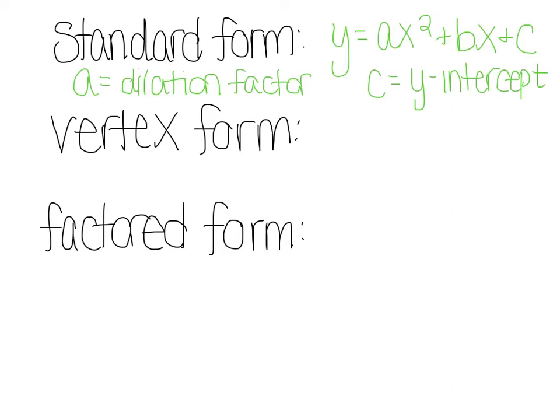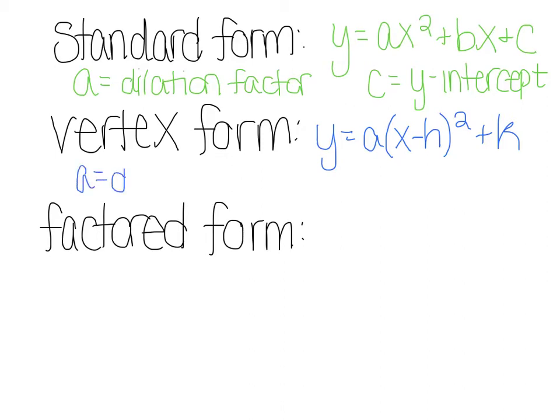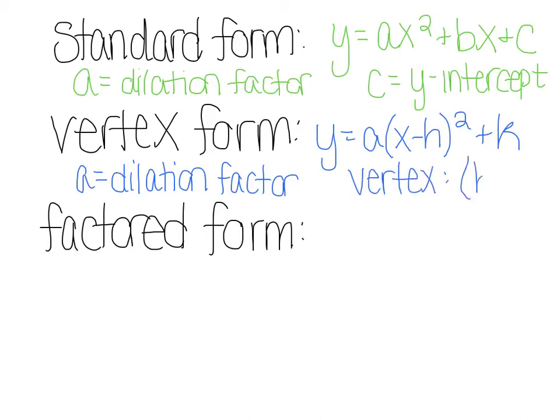Vertex form is y equals a times x minus h squared plus k. Couple different things to note about vertex form. Again, a is going to be your dilation factor. So if there's a vertical stretch or compression, then that's going to be a. Another thing to note is our vertex is always going to be (h, k).